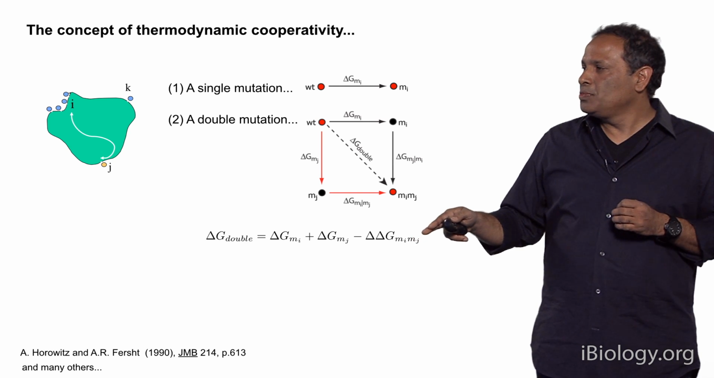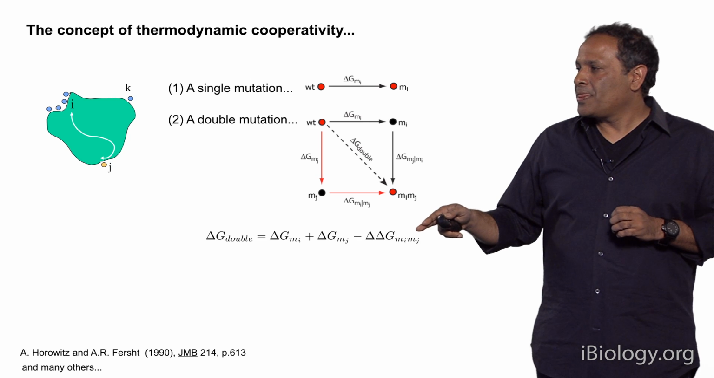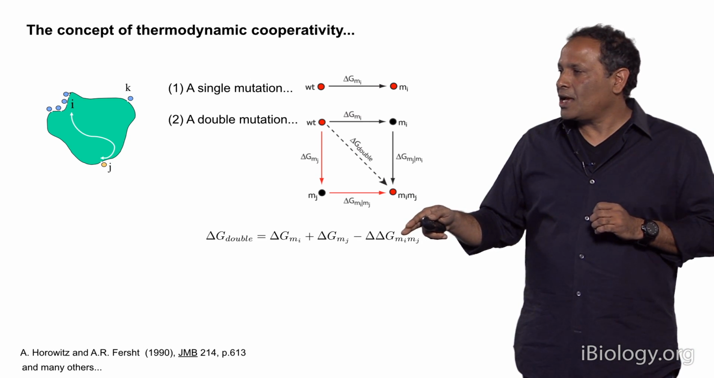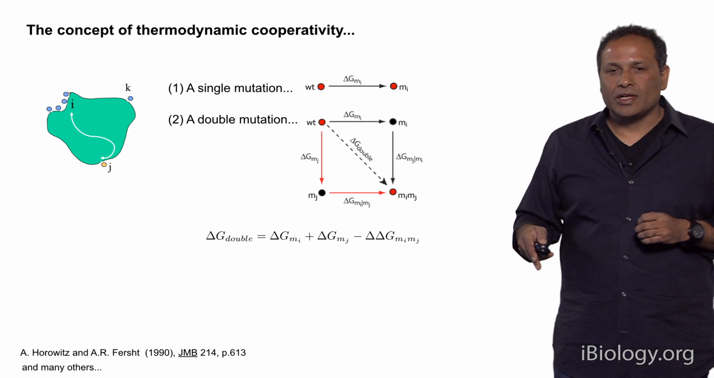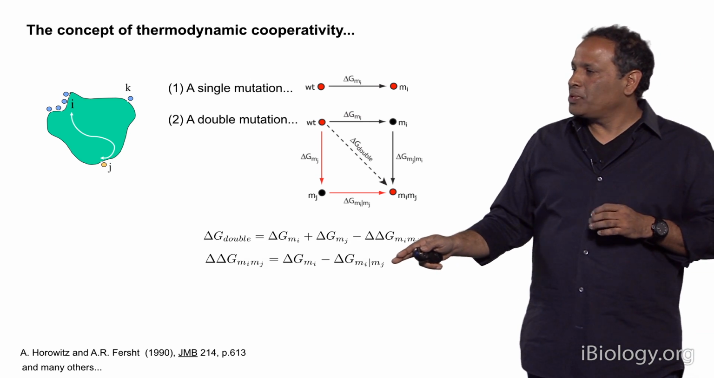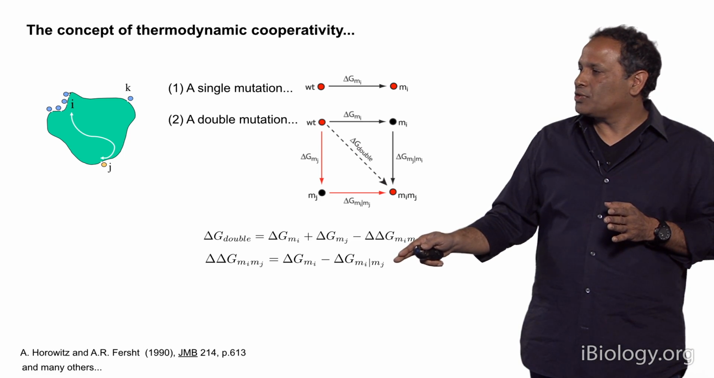But if the 2 mutations see each other, if you will, or are interacting with each other, then there's a coupling free energy that must be taken into account in describing the energetic effect of a double mutation. Now, what is this coupling free energy? Well, it's interesting when you look at how it's defined.